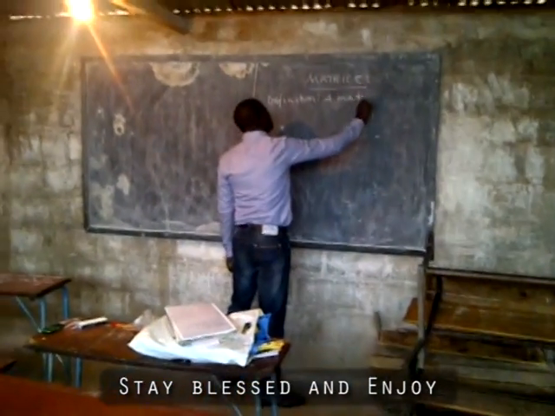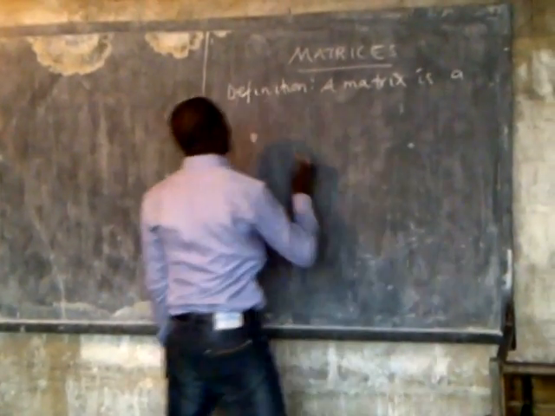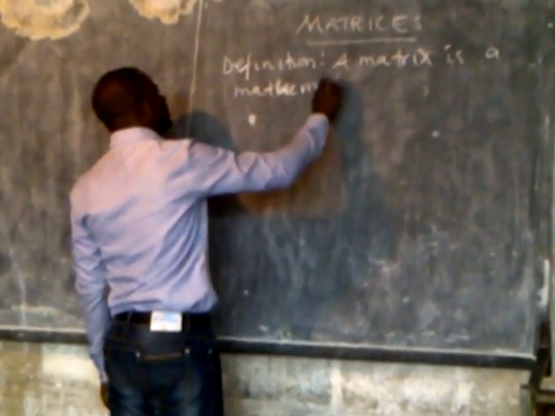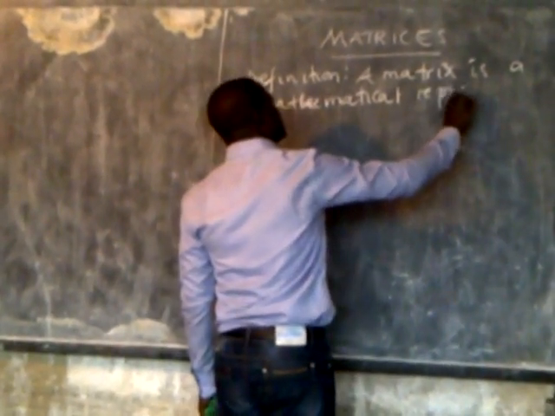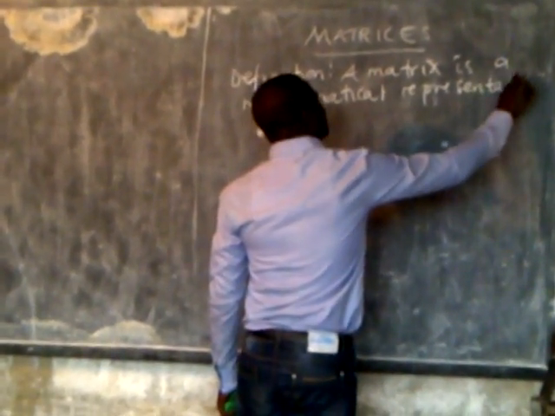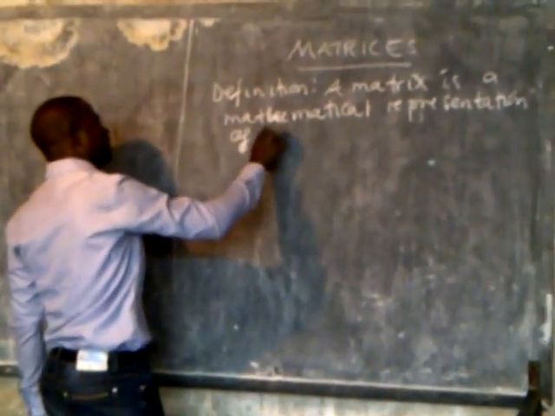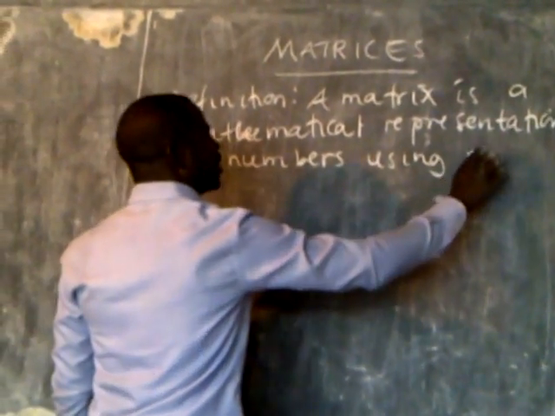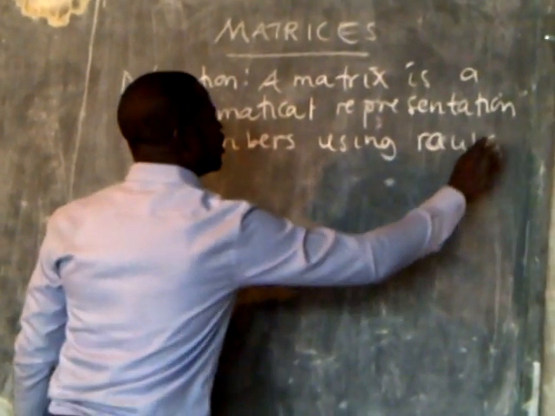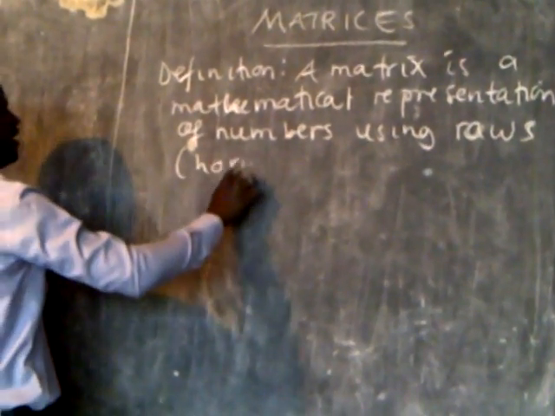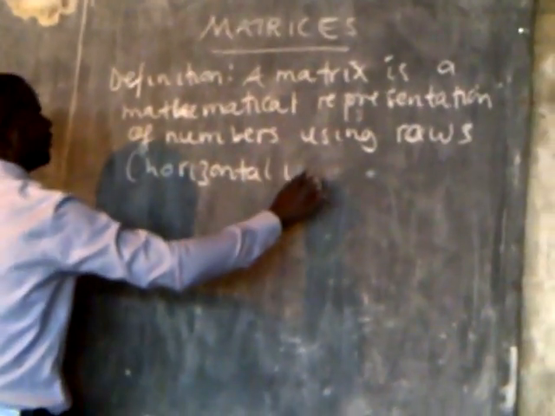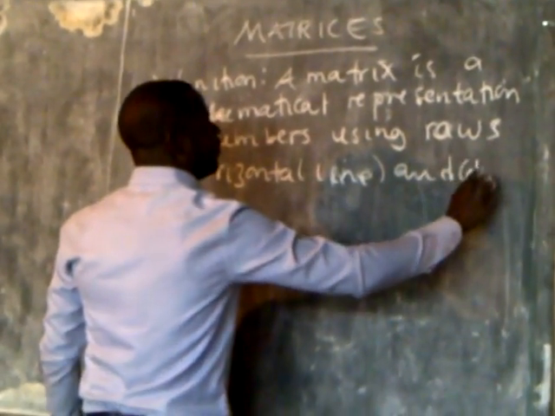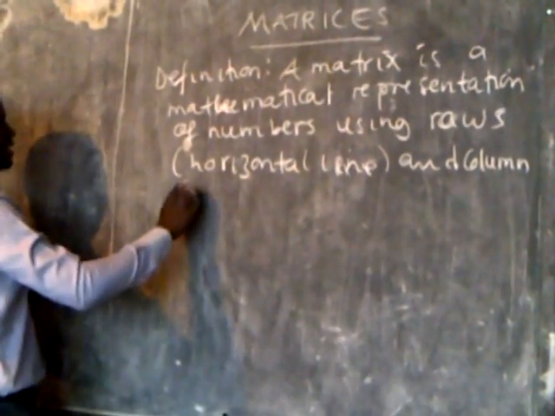Say a matrix is a mathematical representation of numbers, using rows in bracket, horizontal lines, and columns in bracket, vertical lines.